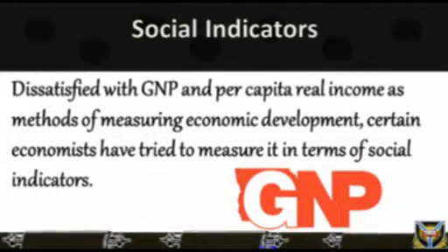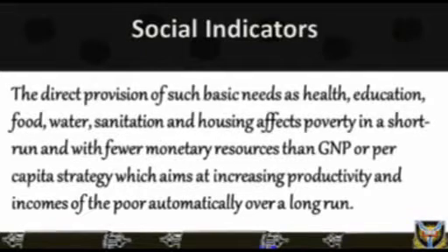Basic needs focus on alleviation of poverty by providing basic human needs to the poor. The direct provision of such basic needs as health, education, food, water, sanitation, and housing affects poverty in the short run and with fewer monetary resources than the GNP or per capita income strategy, which aims at increasing productivity and incomes of the poor automatically over a long run. Basic needs leads to a higher level of productivity and income through human development in the form of educated and healthy people.